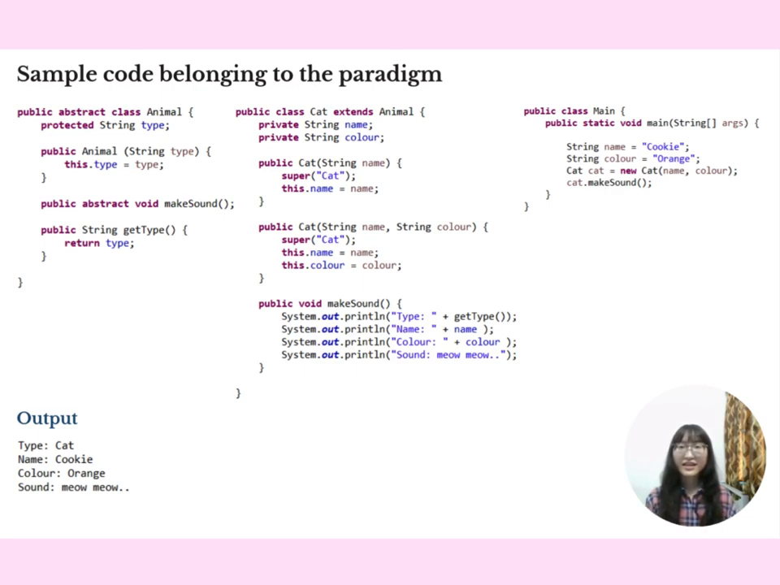First is inheritance. The cat class extends the animal class, inheriting its properties and methods. Second is polymorphism. The cat class overrides the max_sum method inherited from animal. The constructors demonstrate method overloading because they have the same name, cat, but accept different numbers of parameters.